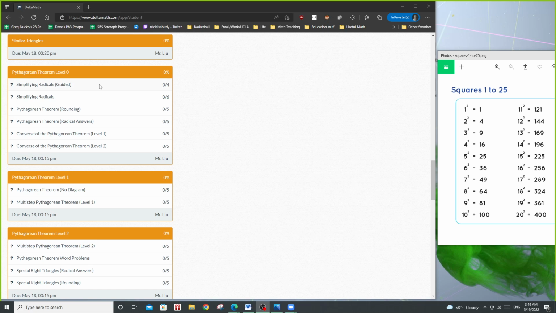Exciting, right? Today we're going to go over simplifying radicals, or these two, out of Pythagorean theorem level 0. So let's get started. A lot of y'all already finished this, but this is an important concept that is important for a lot of these other ones, so let's take a look.